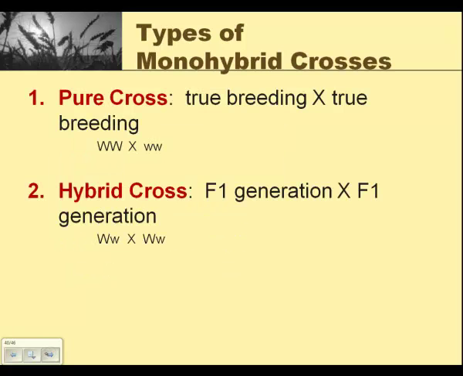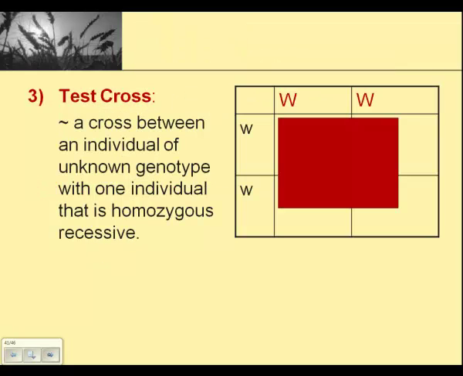A few things on types of monohybrid crosses. We have a purebred cross. That means, or a pure cross, pardon me, you're taking a true breeding plant, crossing with a true breeding plant, so you're dealing with things that are homozygous. So as you follow along here, you might want to note that those are homozygous. As soon as you're dealing with a hybrid, you're dealing with the F1 generation crossed by the F1 generation, or you're dealing with things that are heterozygous. The other type is also called a test cross. A test cross means a cross between an individual of unknown genotype with an individual that's homozygous recessive, because based on the ratios, we can always tell what will happen.